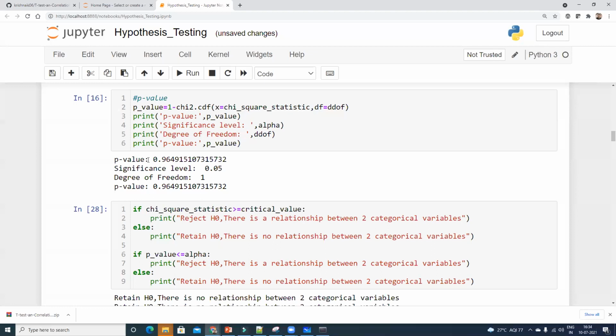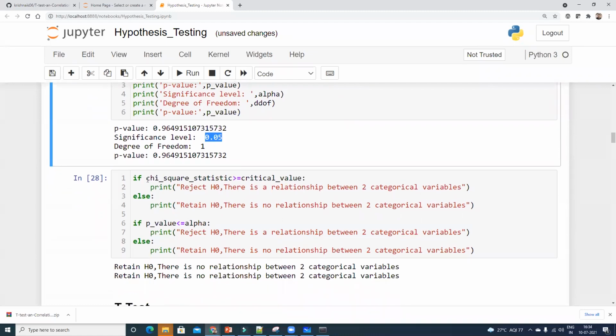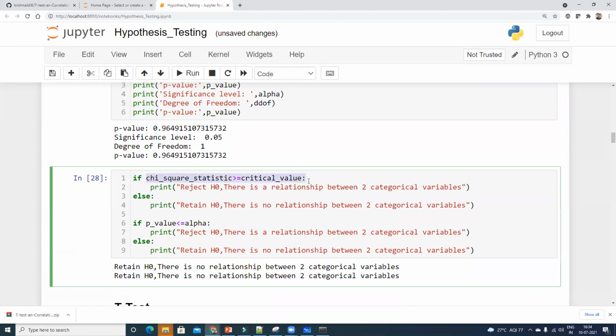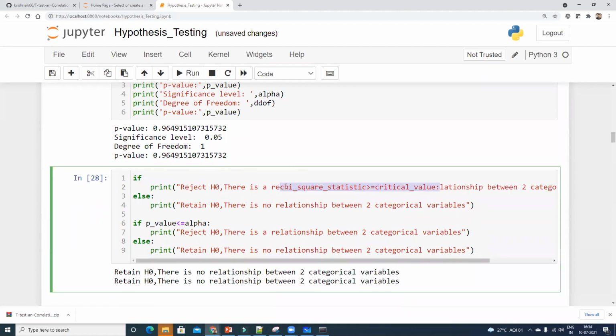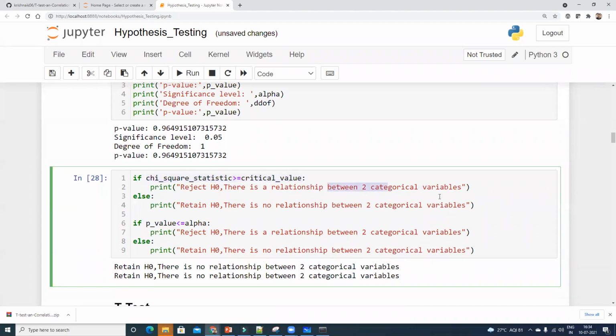Now see guys, what is the p-value computed from this calculation? It is nothing but 0.964. And this significance level is 0.05. Now over here, see the condition. If chi-squared statistic is greater than or equal to critical value, reject H0. There is a relationship between two categorical variables. Or there is no relationship between two categorical features.